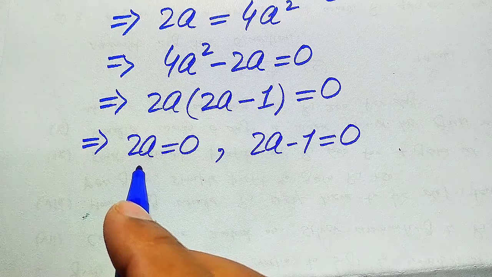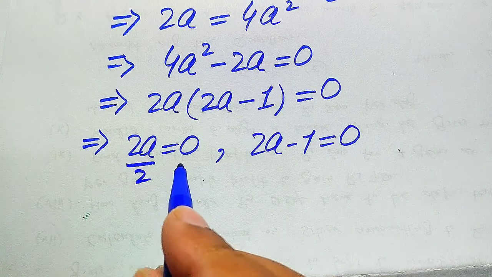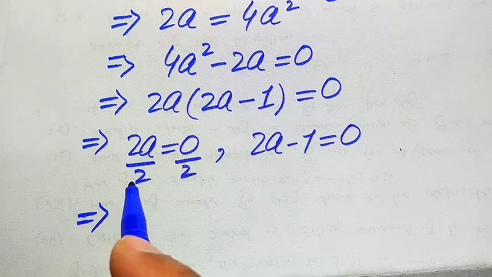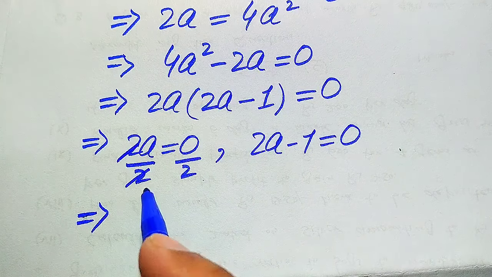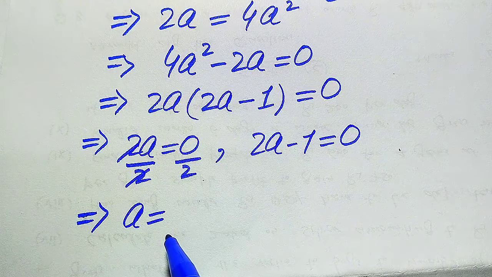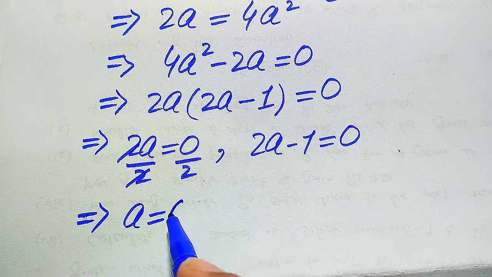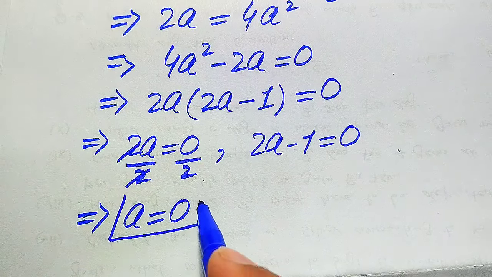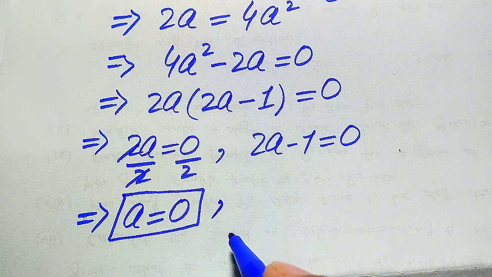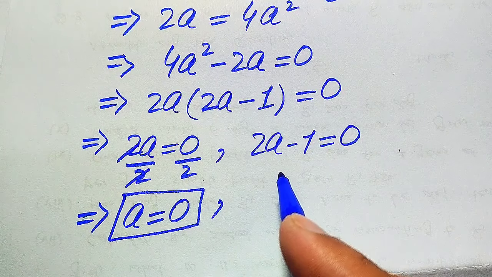And from here we need to get the values of a. So for this we divide both of the sides by 2, and when we divide both sides by 2, this 2 and this 2 are gone, and we get a is equal to 0 divided by 2, and we know that when we divide 0 by any other number, we always get 0. So here we get the first value of a is equal to 0.